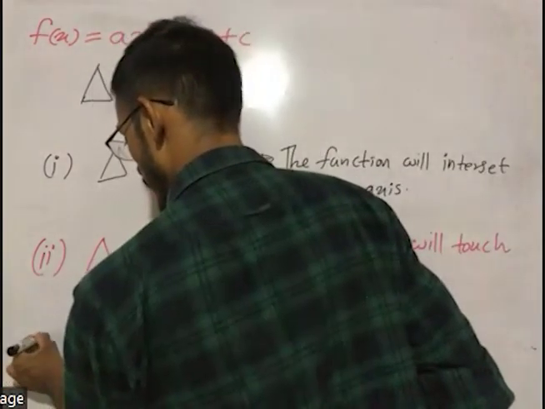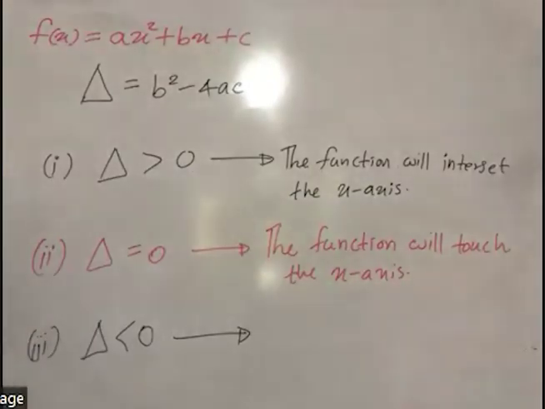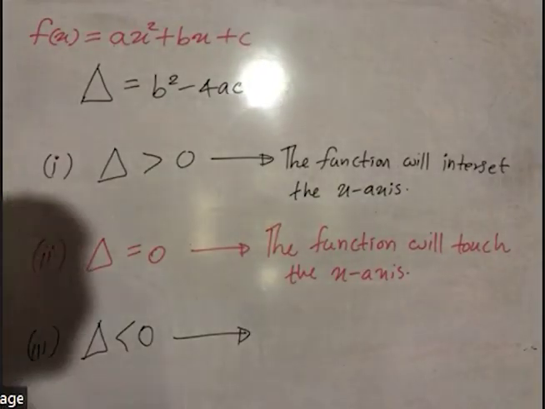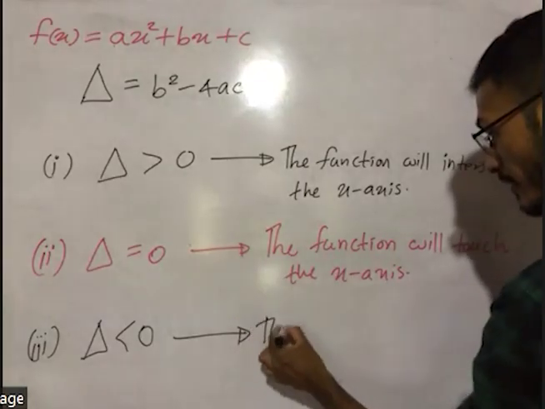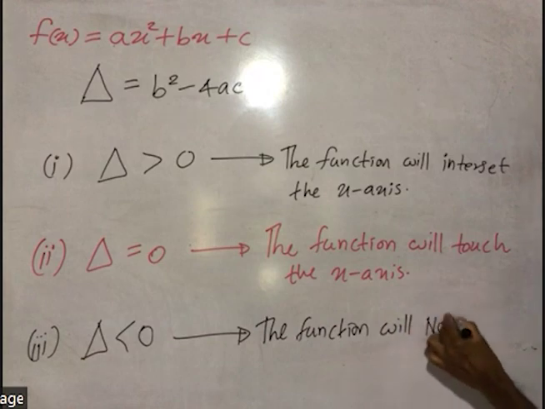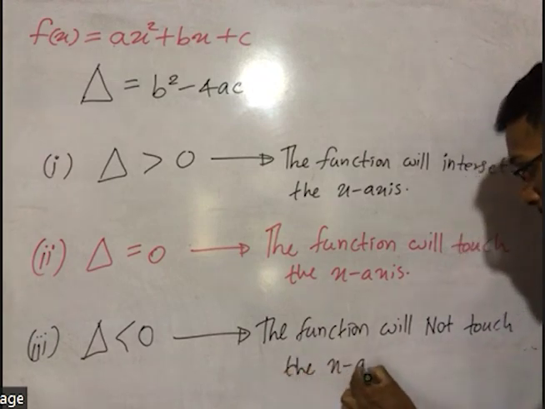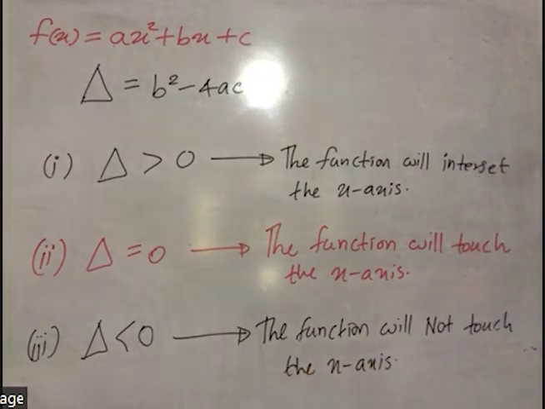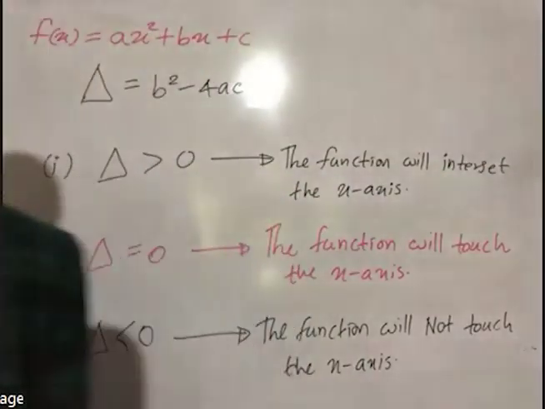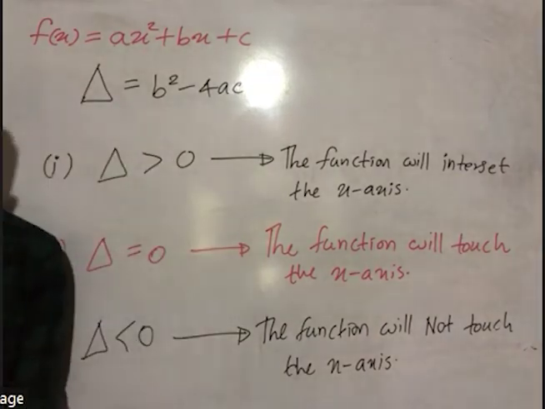Thirdly, when delta is less than 0, the function will not touch the x-axis. That means the function will lie above or below the x-axis. So this is the final result we can derive using this b square minus 4ac, that means the determinant.